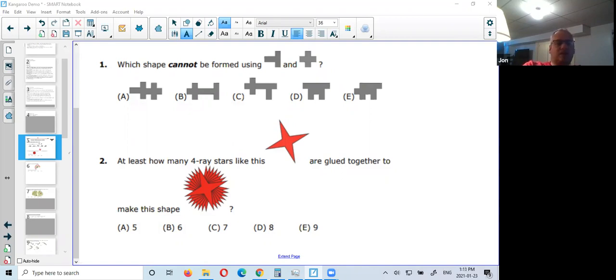So it says, at least how many four-ray stars like this. And maybe I would like to see answers from people in grade 1 or grade 2, not the people in grade 5 and 6, because these are easier, right? These are grade 1s and grade 2s.